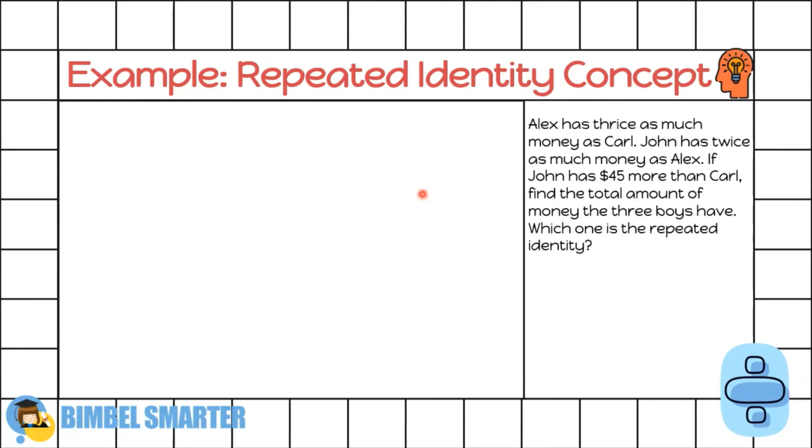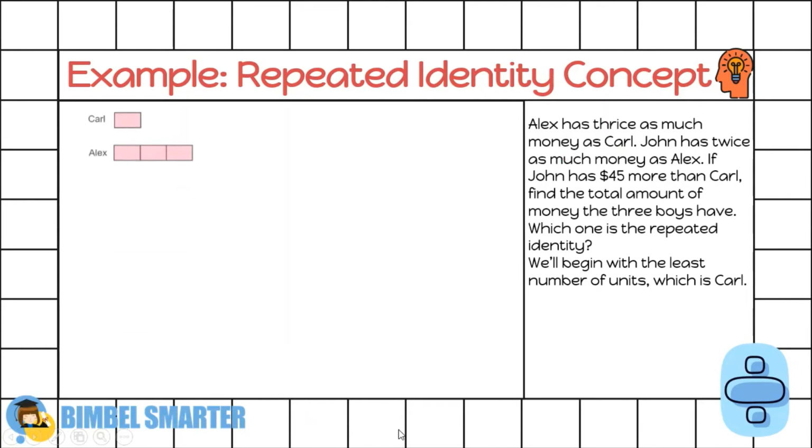Well, let's draw the model. We'll begin with the least number of units, which is Carl, because Alex has thrice as much money as Carl. So Carl has 1/3 of what Alex has. But then John has even more, 2 times more than Alex. So we know that the least number of units belongs to Carl. So let's draw Carl 1 unit, and then Alex 3 units because Alex has thrice as much money as Carl.